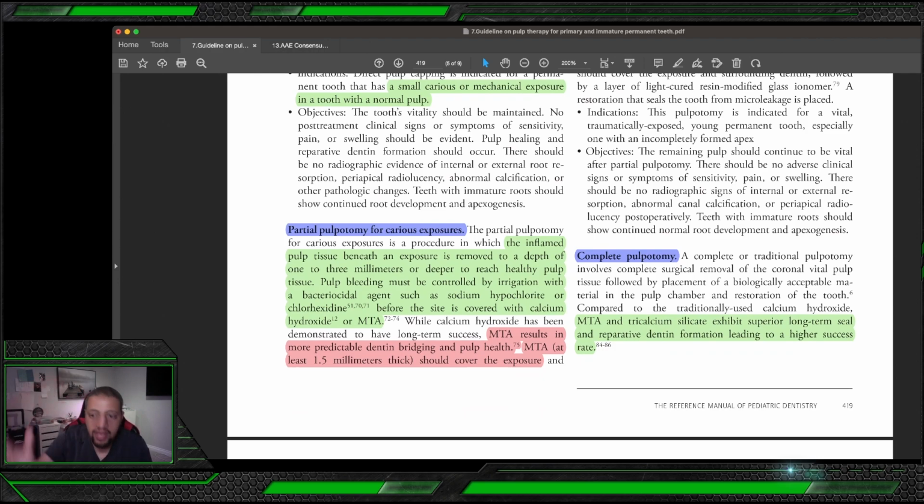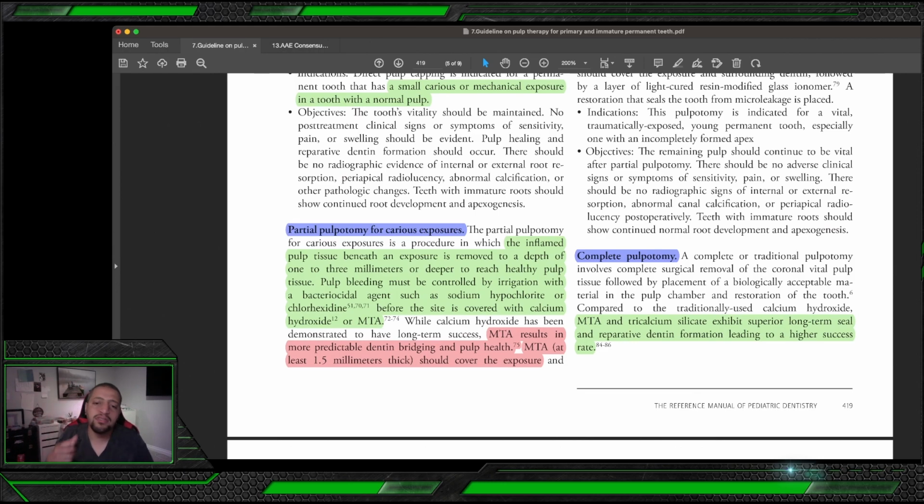So you're going to remove everything inside the pulp chamber. MTA and tricalcium silicate exhibit superior long-term seal and reparative dentin formation, leading to a higher success rate. We used to know calcium hydroxide as the gold standard, but now we can see there is emerging evidence that MTA is more favorable. But the problem with MTA is that it has a prolonged setting time.